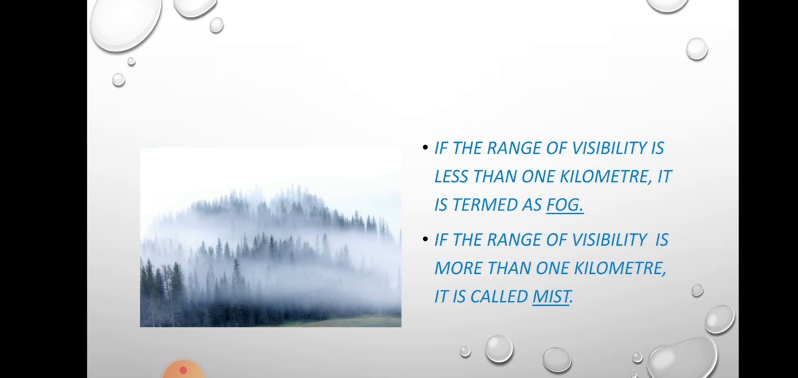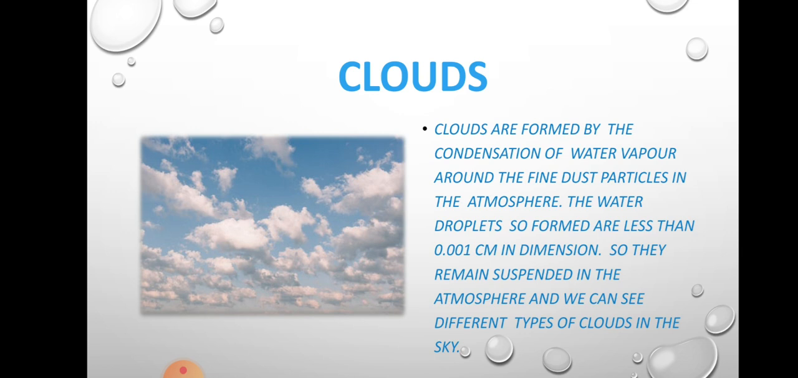And the next form of condensation is cloud. As we all know, when we look into the sky, we can see different types of clouds. How are these clouds formed? Clouds are also the result of condensation. Clouds are formed by the condensation of water vapor around the fine dust particles in the atmosphere.